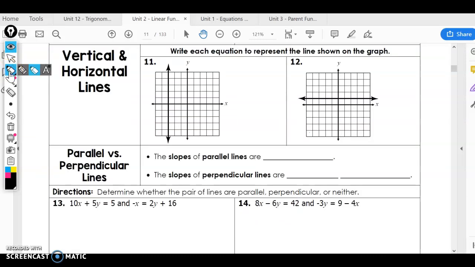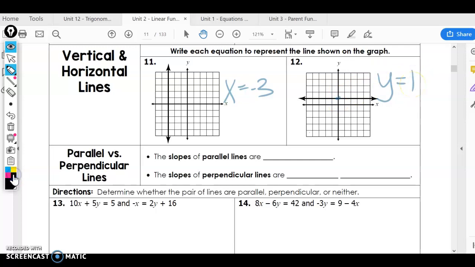Quick talk about vertical and horizontal lines. Vertical lines are up and down like this, and you write them as x equals. So this one would be x equals 1, 2, -3. Horizontal lines are written as y equals. So this would be at y equals +1.